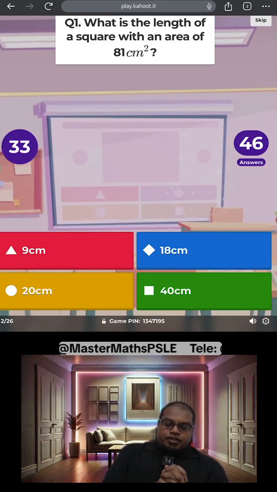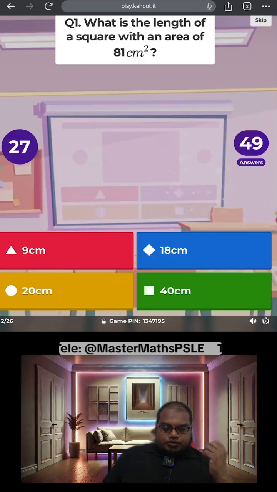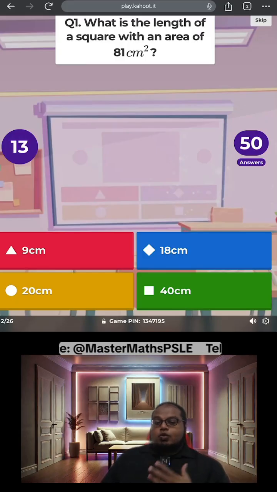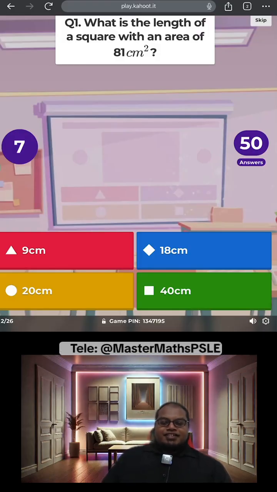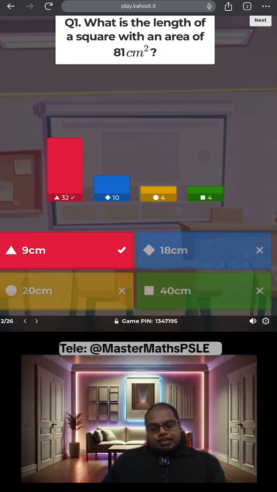30 more seconds for some of you who haven't answered. 23 more seconds. Which one do you all think? Is it 9 cm? Is it 18 cm? Is it 40 cm? Or is it 20 cm? 5 more seconds. 3, 2, 1. Very good. 32 of you selected red, 9 cm. Let's see the rankings.